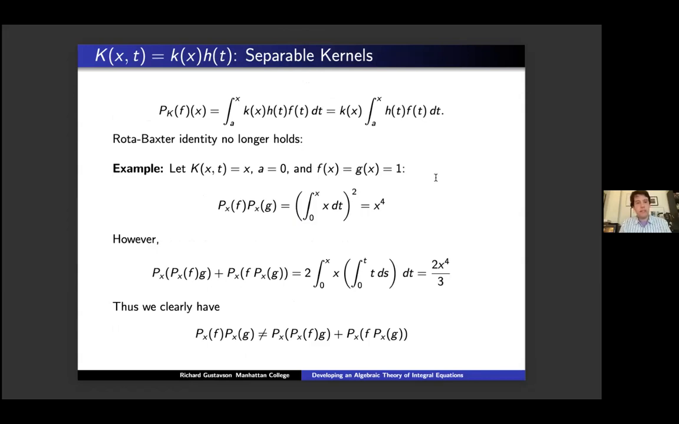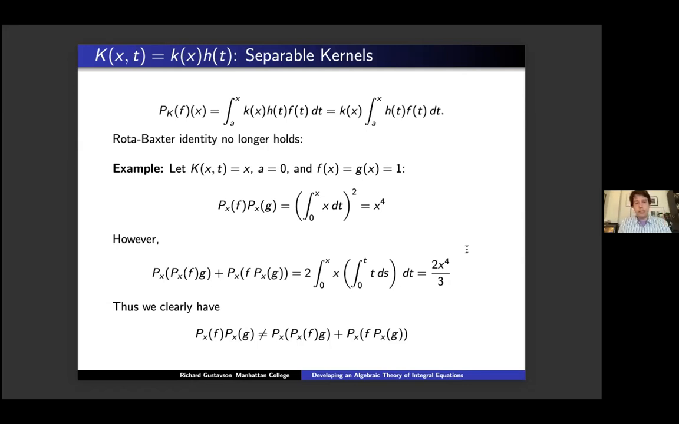So just a very simple example, if k of x,t, the kernel, is just x, and f and g are both 1, then we see the left-hand side of the Rota-Baxter identity ends up becoming x squared. The right-hand side is x to the 4th, I should say. The right-hand side is 2x to the 4th over 3. And so these are not equal. Right? And so just introducing a function of x in our kernel, it's going to complicate the computations a lot.